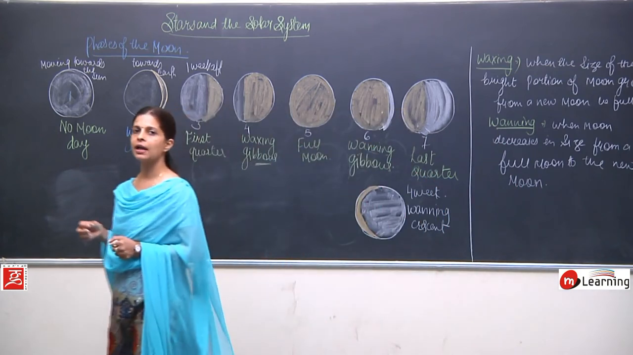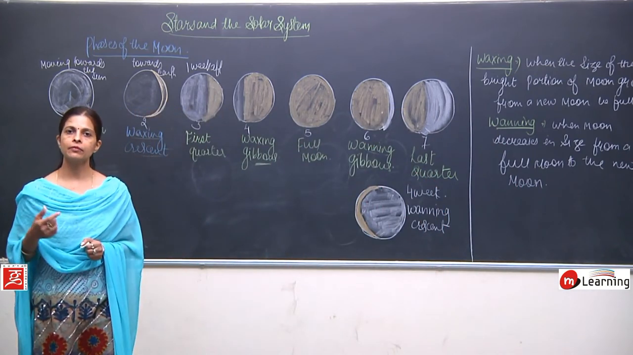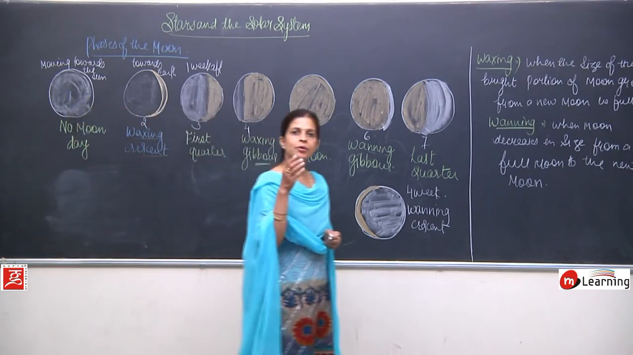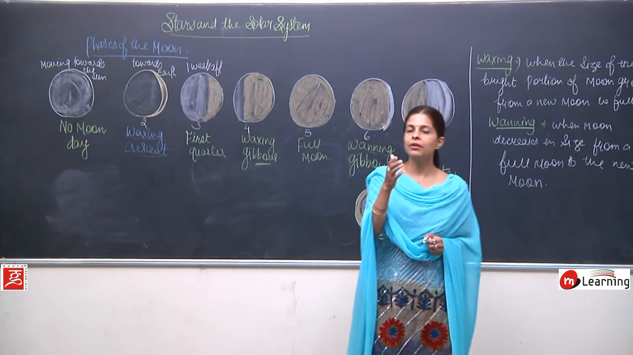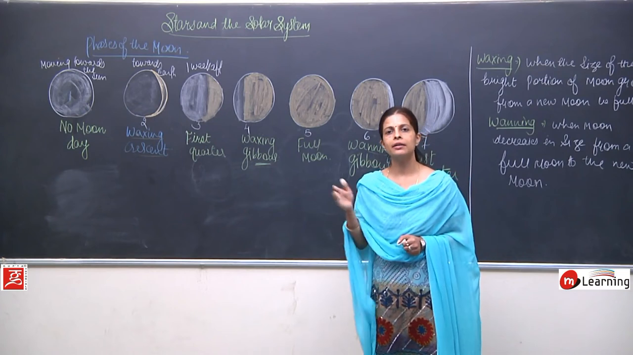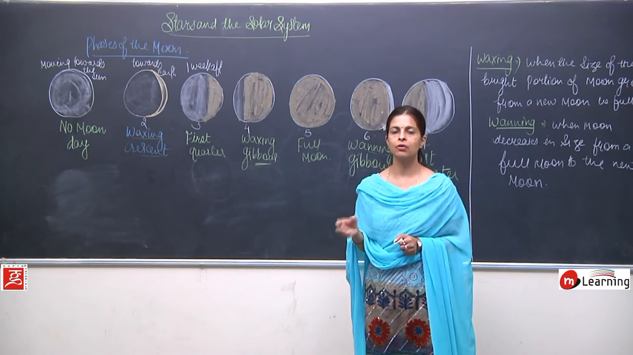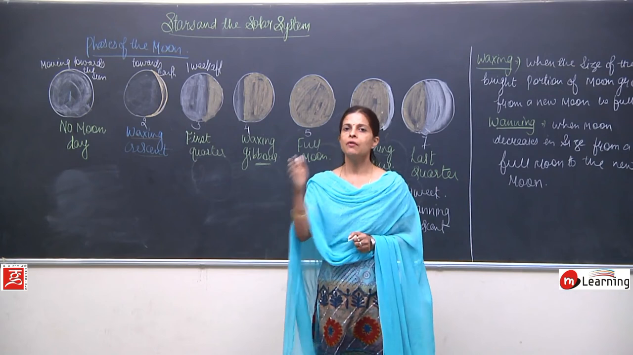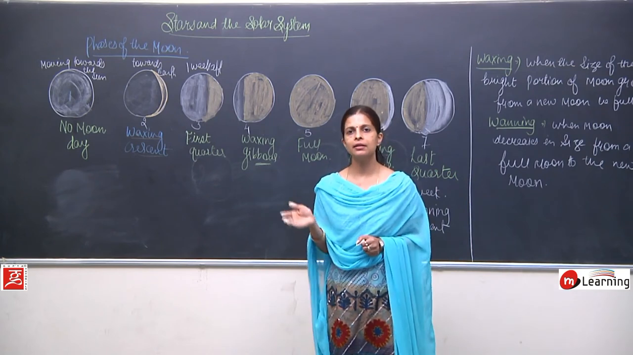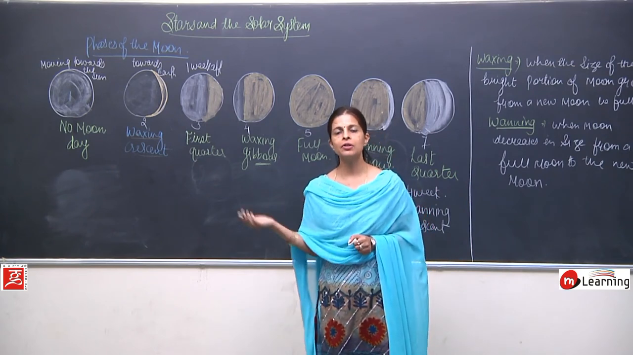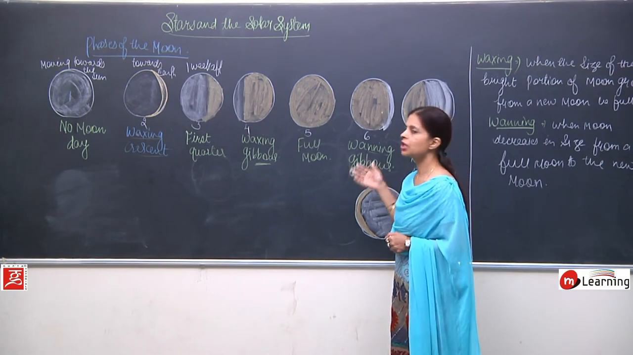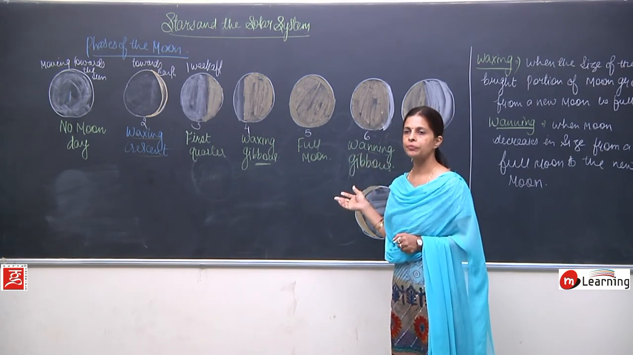But what is happening is that it is revolving, and due to this revolution, the position of the moon with relation to Earth and the sun changes. That means the position of the moon with respect to the sun and the Earth keeps on changing, and that is the reason we see different shapes of the moon.